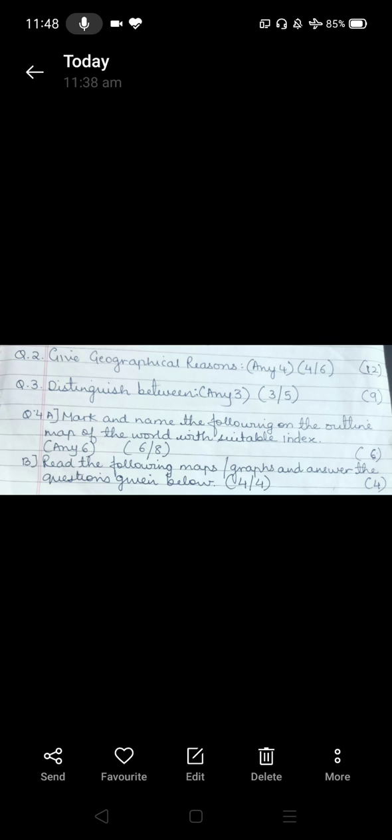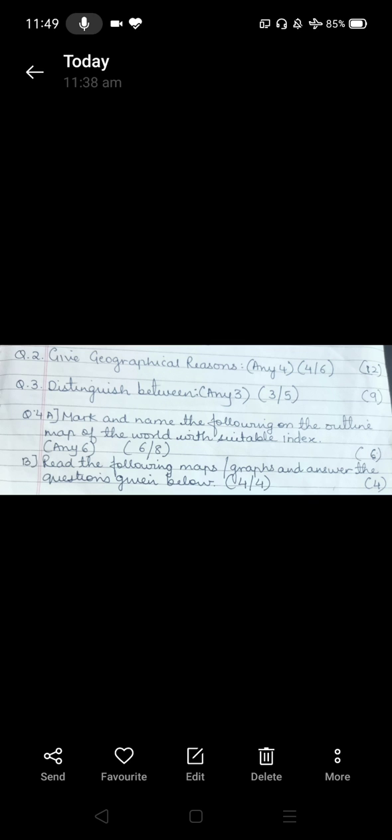Mark and name the following on the outline map of the world with suitable index. Now, 8 questions will be given, out of that you will be given only 6, and you have to attempt all 6. So, this is for 6 marks, 1 mark each question.